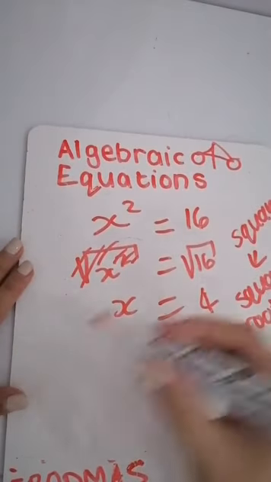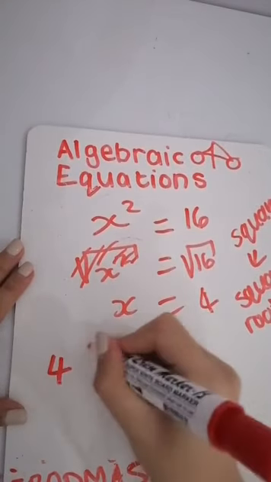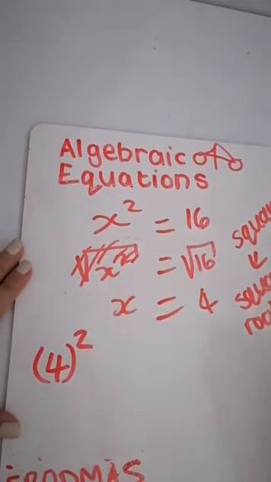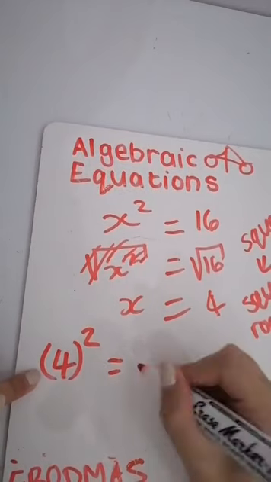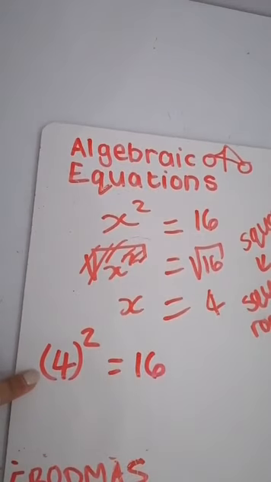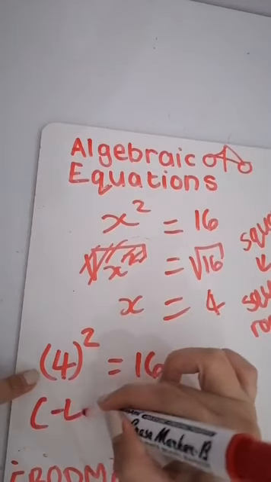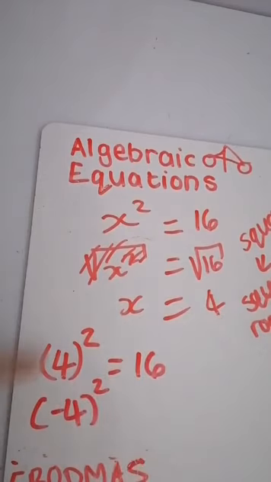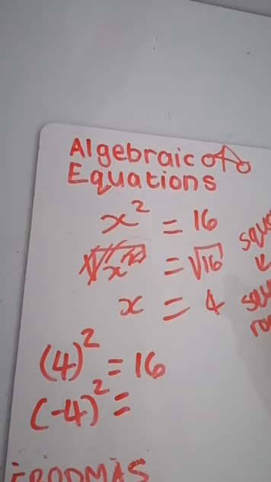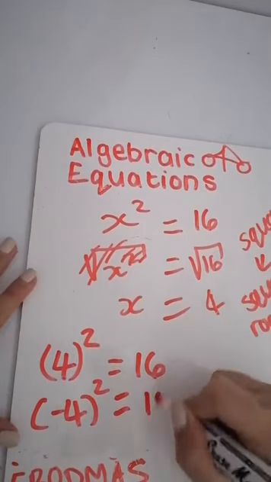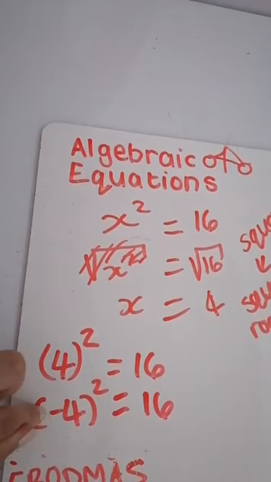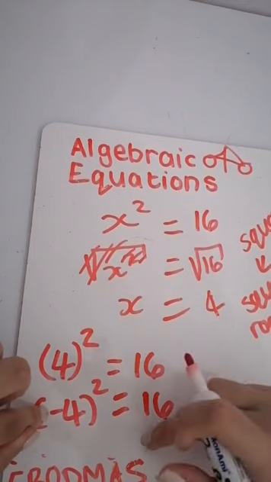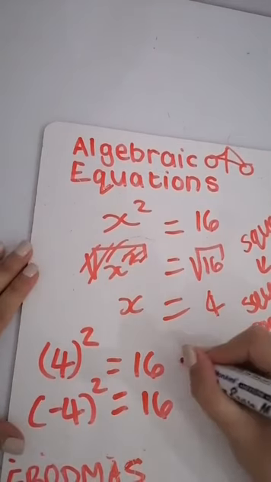Because suppose we've got this, guys. 4 squared. Okay, so that means 4 times 4, 4 times itself 2 times. That gives me an answer of 16, correct? Okay, you all see that. But what about negative 4? Negative 4 is what? Negative 4 times negative 4? It's also 16, because a negative with a negative is positive, and 4 times 4 is 16. So look at that, guys.